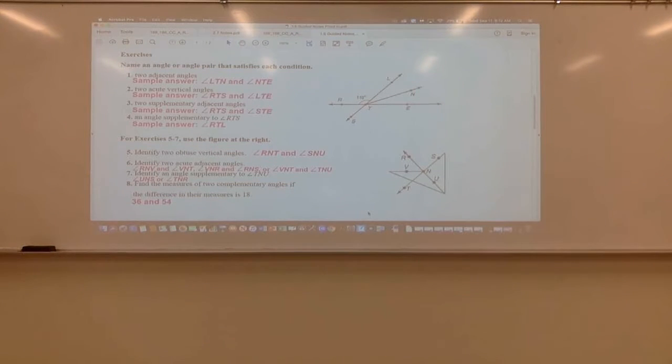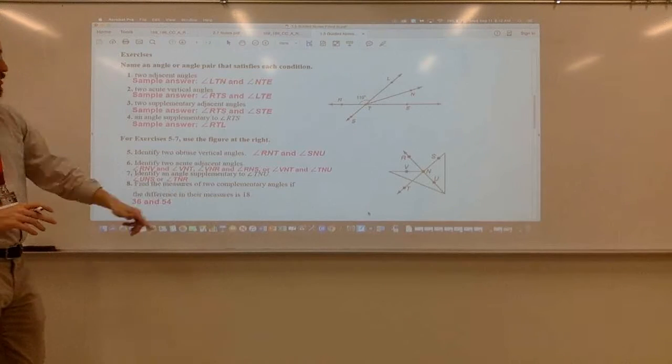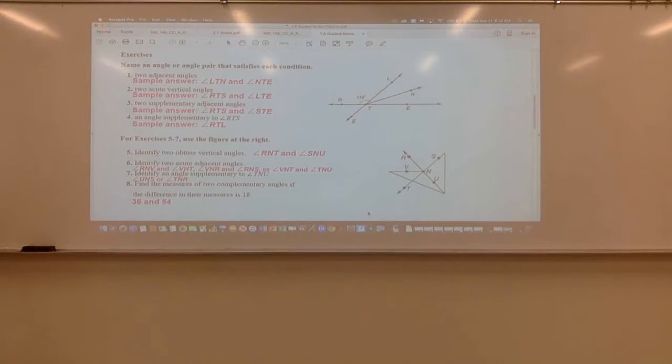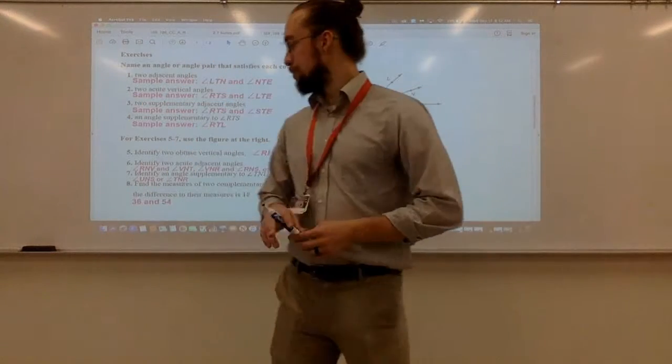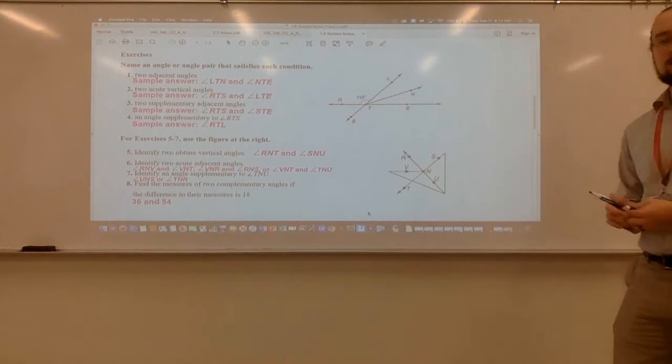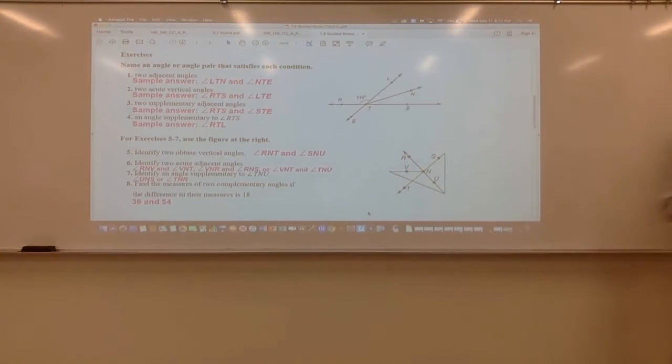Like, how did you get numbers? It says find the measures. Find the measures of angles. Find the measures of two complementary angles if their difference is 18. How would we set that up and solve it?